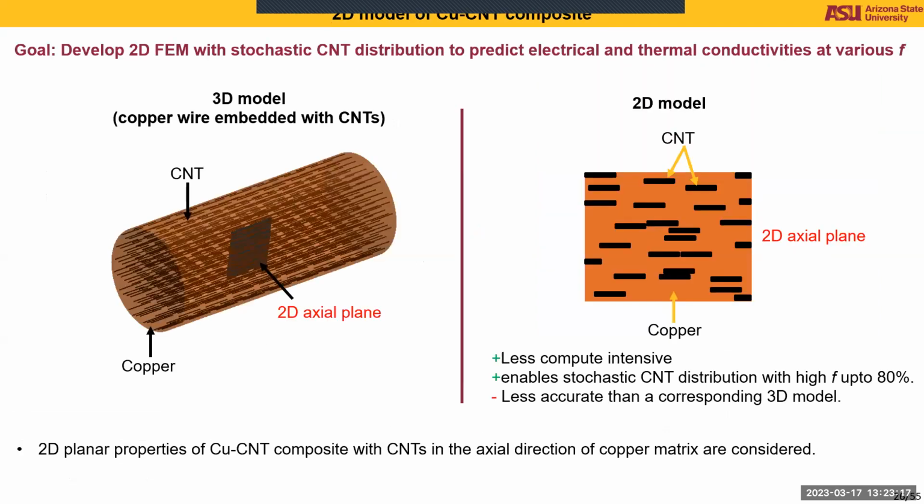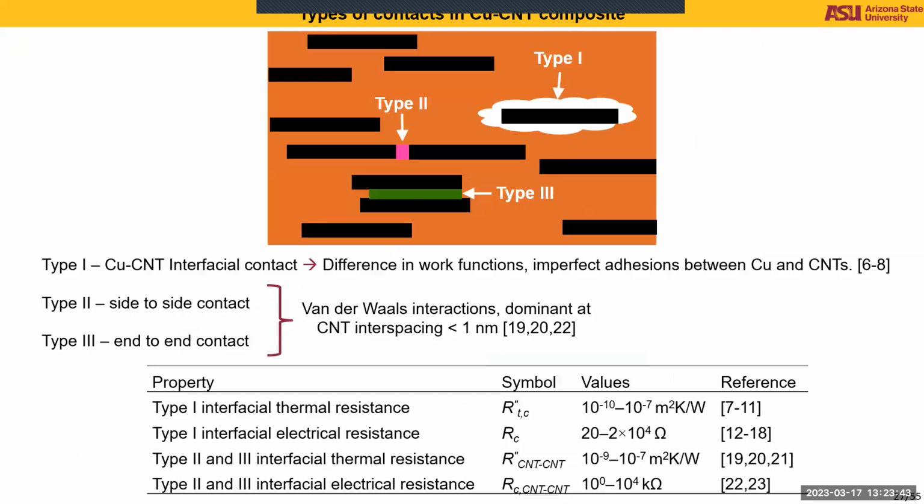So for that purpose, we developed a two-dimensional finite element model by extracting a 2D axial plane from a 3D composite. We agreed that the 2D approximation may not be as accurate as 3D simulations, but it allows us to generate stochastic CNT networks with CNT fractions up to 80%, which was not possible before.